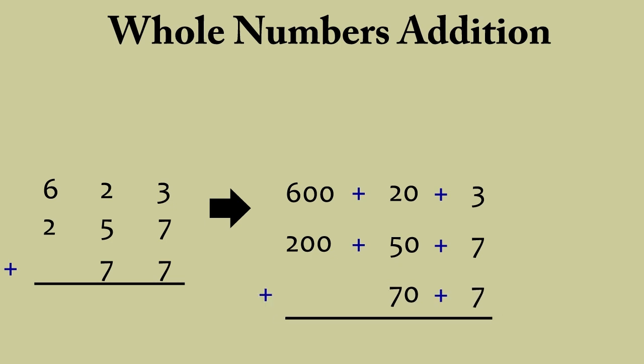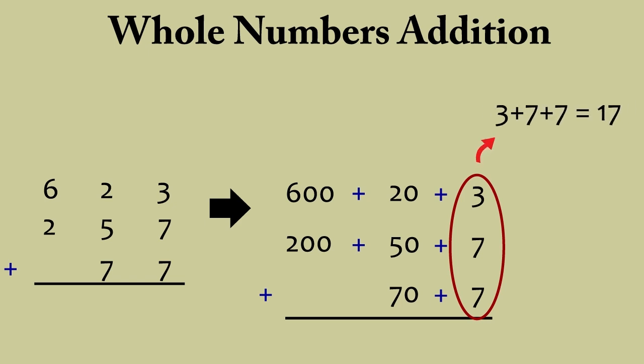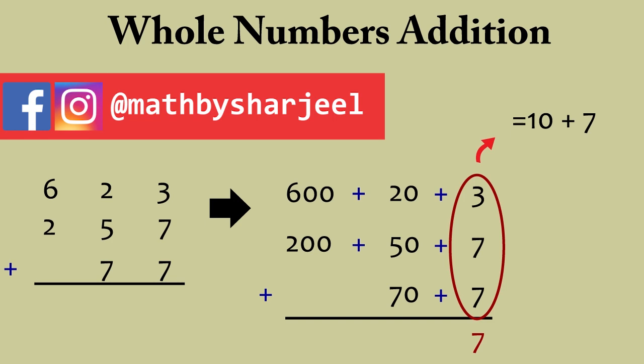Now by adding the unit place values, it becomes 3 plus 7 plus 7 equal to 17. Here again 17 is greater than 10. I can write 17 as 10 plus 7. Now place the 7 below the unit place values and 10 above the tens place values.